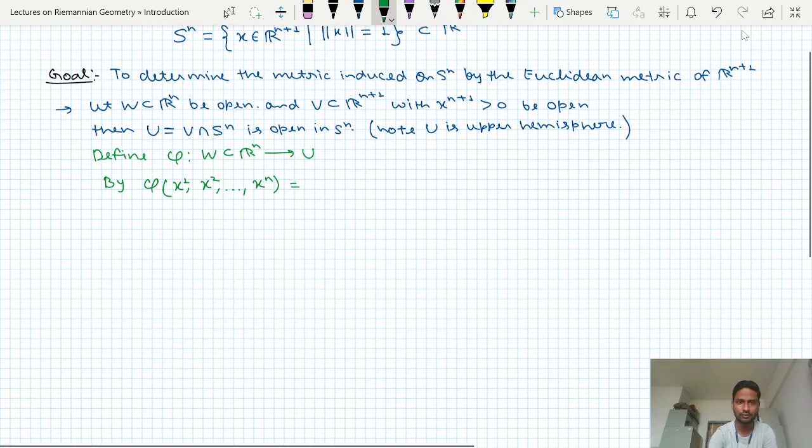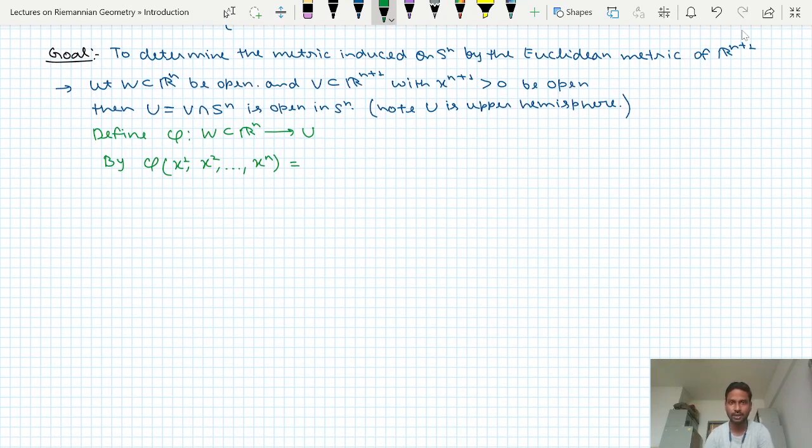So what you do, you just take this n-tuple and you map it. You map where? You simply leave these n-tuples to be the same, x1 to xn. And the (n+1)th coordinate is simply found using that norm condition. We have the square root of 1 minus x1 squared minus x2 squared up to and so on minus xn squared. And that's your parameterization.